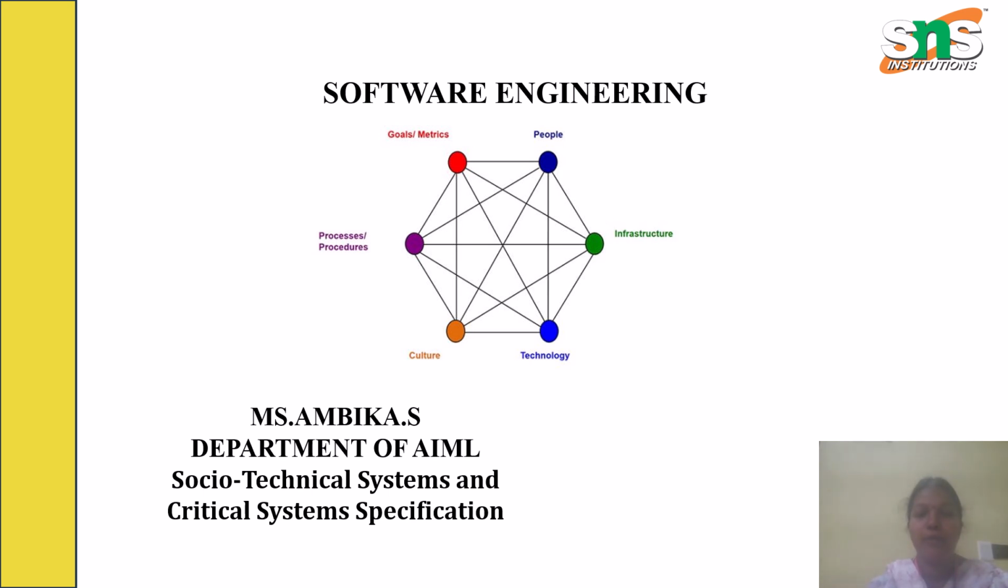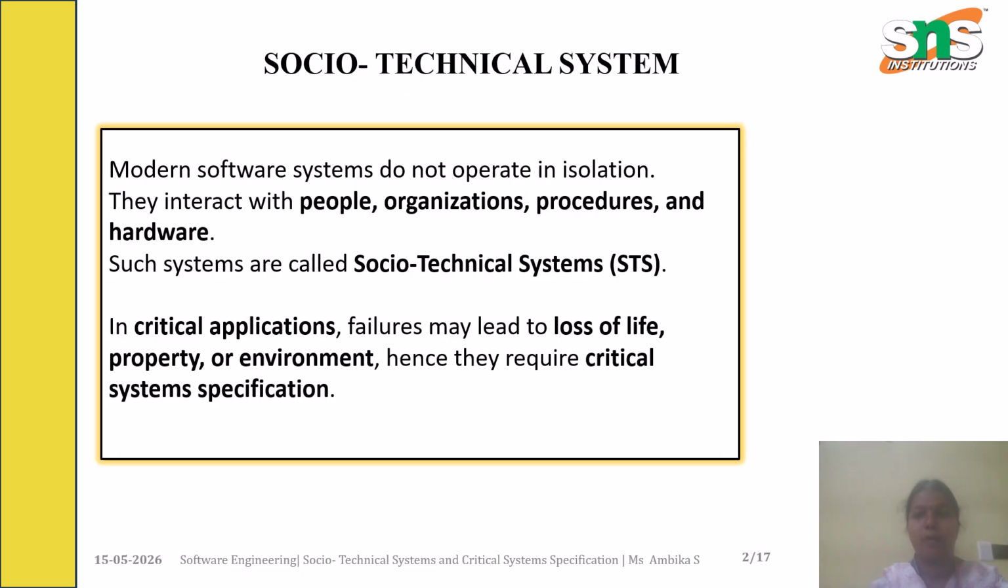Today we are going to discuss socio-technical systems and critical systems specification. Socio-technical systems interact with people, organizations, procedures, and hardware. Normally, modern software systems do not operate in isolation. So, in critical applications, the failures may lead to loss of life, property, or environment, and they also require critical system specification.